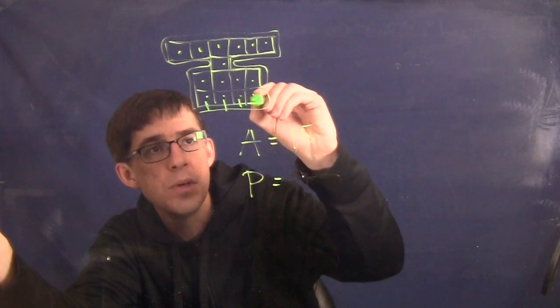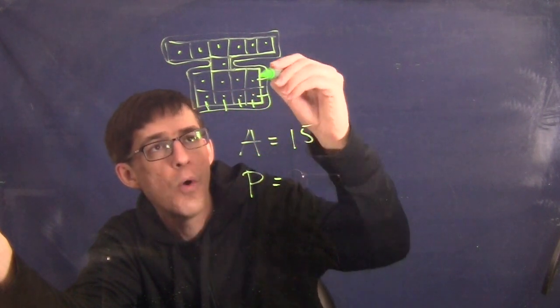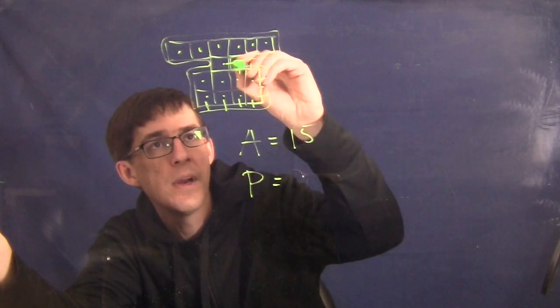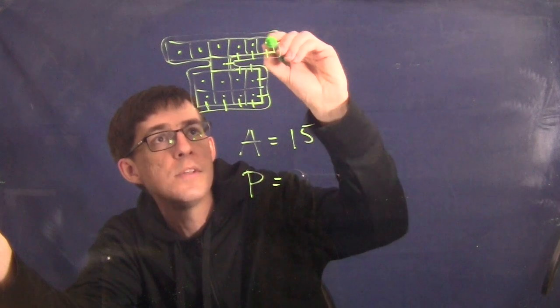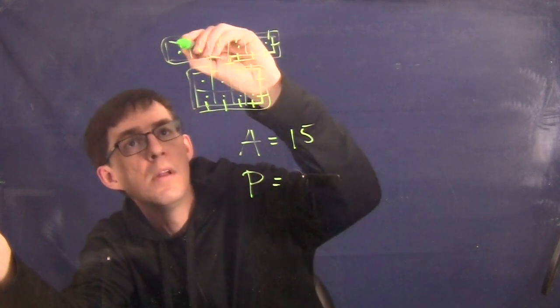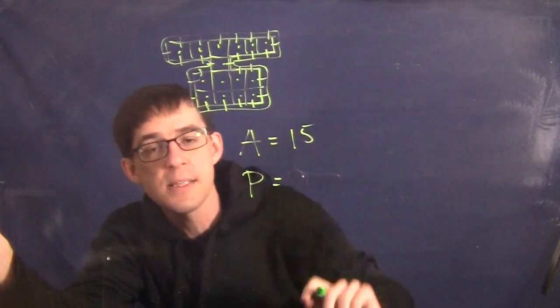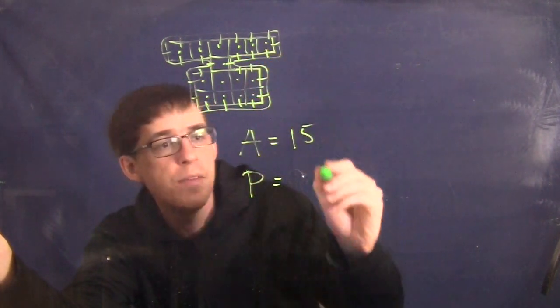1, 2, 3, 4, 5, 6. So you got to go around the corners here. That was 6, 7, 8, around the corners here. 9, 10, 11, 12, 13, 14, 15, 16, 17, 18, 19, 20, 21, 22, 23, 24, 25, 26, I got for the perimeter. You got to count around the edge.